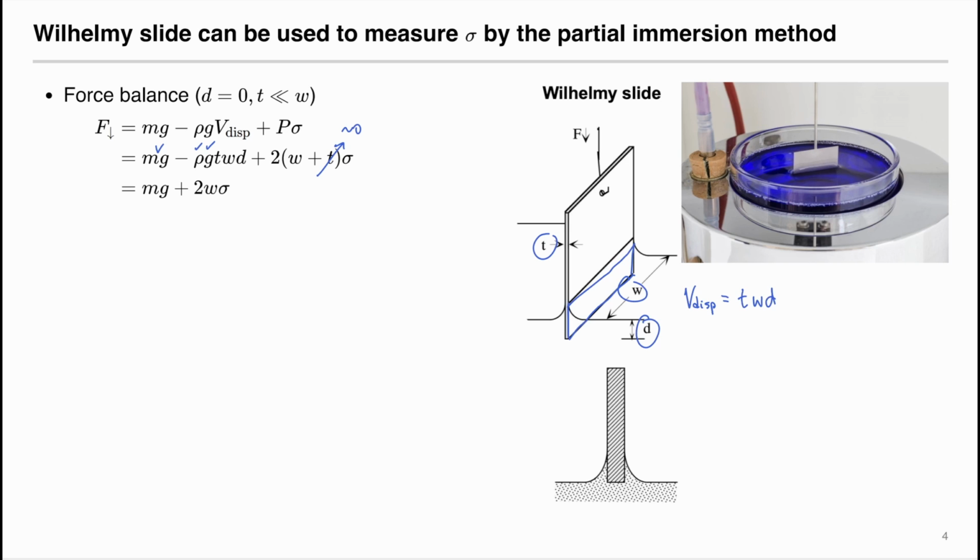And if we submerge the slide exactly to where the distance that is submerged is equal to 0, the buoyancy term goes to 0. And the force balance gives us the gravitational force plus 2 times the width times surface tension is equal to the downward force. Now in both force balances for the Noüy ring and Wilhelmy slide, we're able to measure everything except for the surface tension and the downward force. And to get the surface tension, we will need a method to measure the downward force.